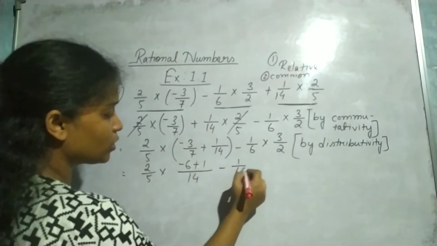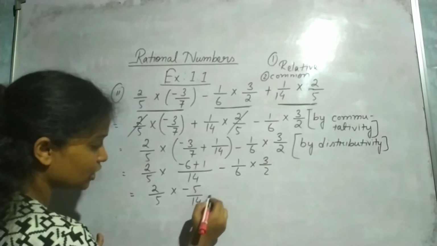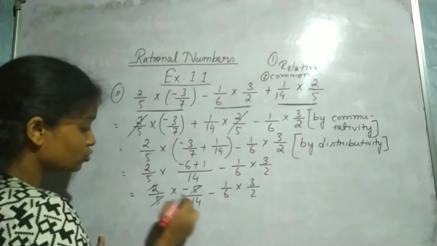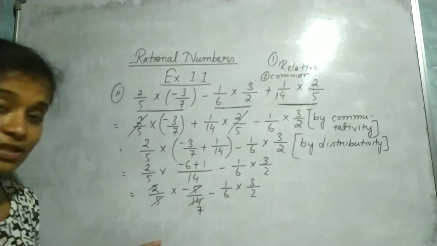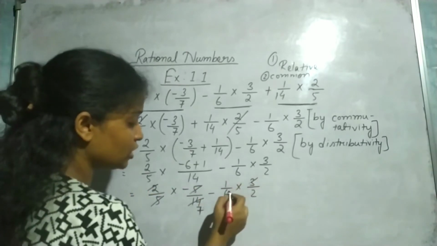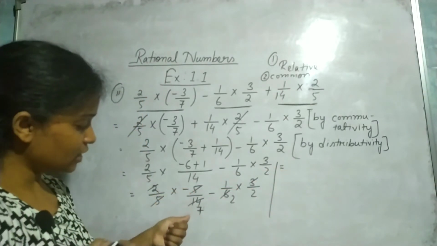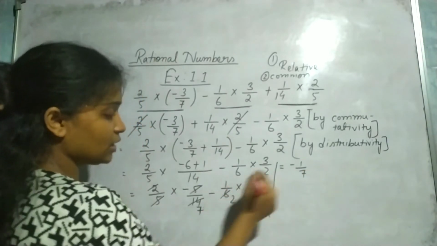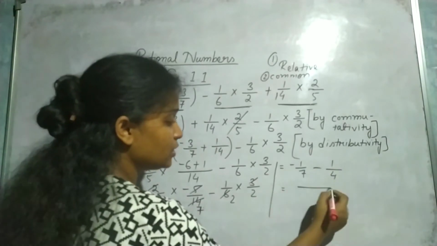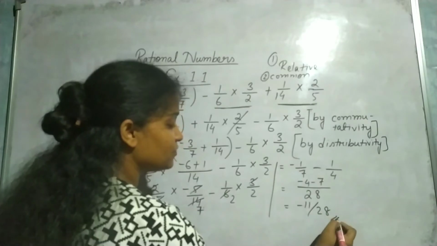Yeah, now 1 by 6 into 3 by 2. Okay, now 2 by 5 into minus 5 by 14 minus 1 by 6, 3 by 2. Now 5 cancels. Now 2 and 14 I can solve, then it becomes 2 sevens are 14. Again 1 by 6 and 3 by 2 also I can solve, because they have a multiplication sign. 3 twos are 6. Then what is left here? Here is left only minus 1 by 7, and here what sign is there? Minus. Then here what is left? 1 by 4. Now you can take their LCM. Their LCM is 28. Then here minus 4, this is minus 7. So your answer is minus 11 by 28.